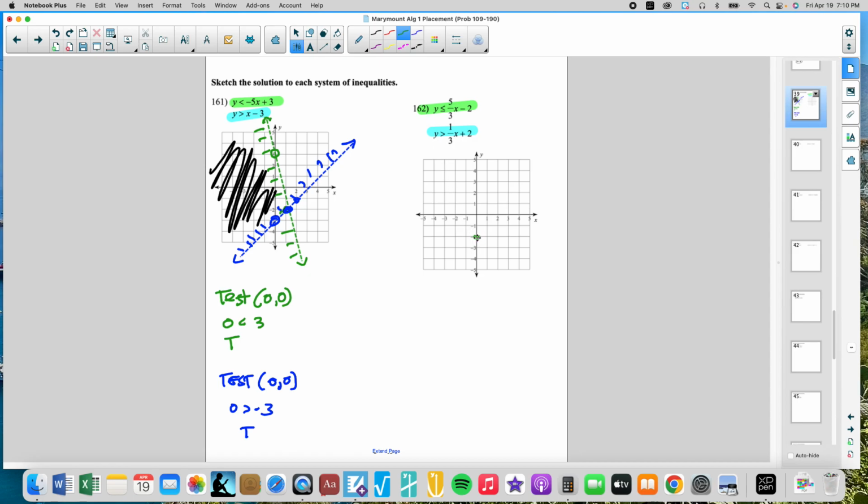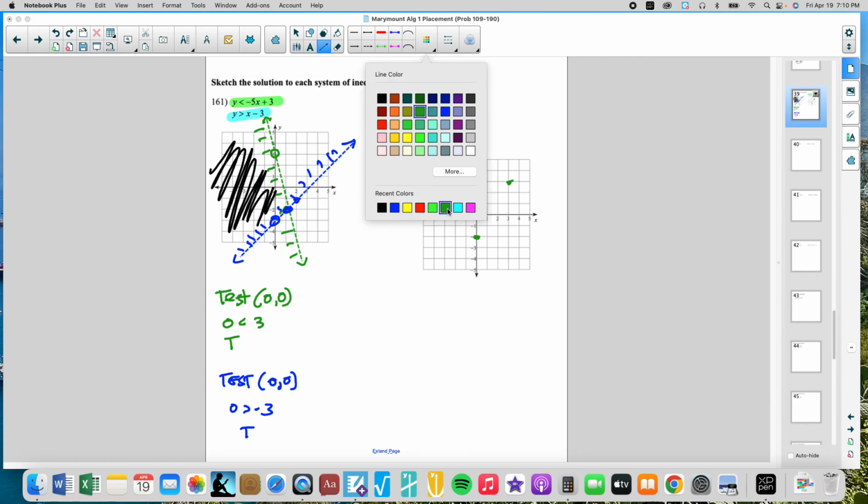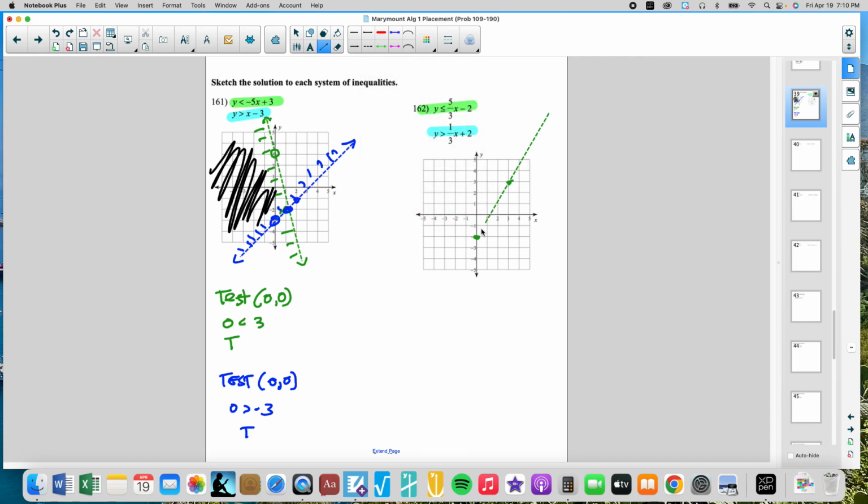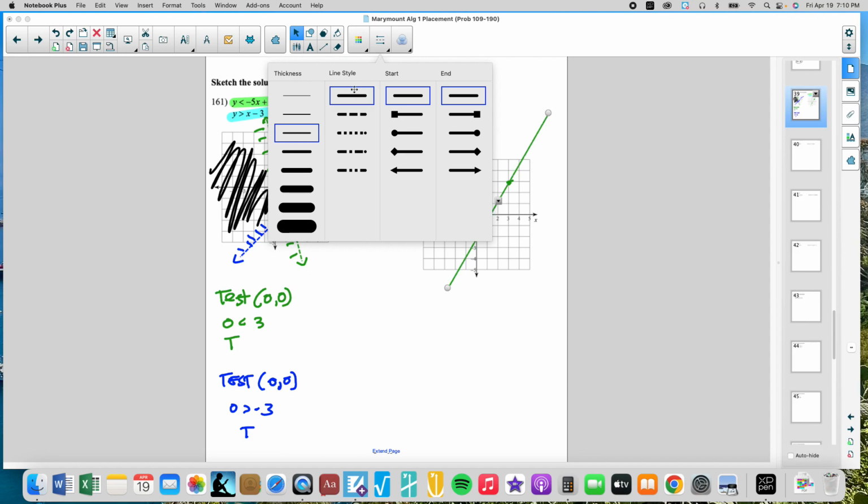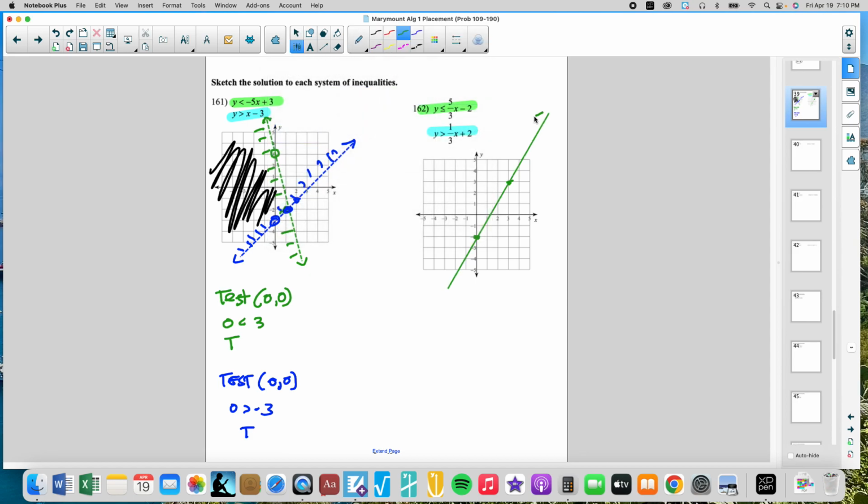-2, closed circle. Slope is 5/3. 1, 2, 3, 4, 5. 1, 2, 3. Let's connect the dots. Let's make my line green. Oh, it's not dotted. Got to change that. Change it to solid. And let's put arrows. Oh, no, we're going to shade, test 0, 0. So is 0 less than or equal to -2? That's false, so I'm going to shade in this side. Those are all the true values for that equation.